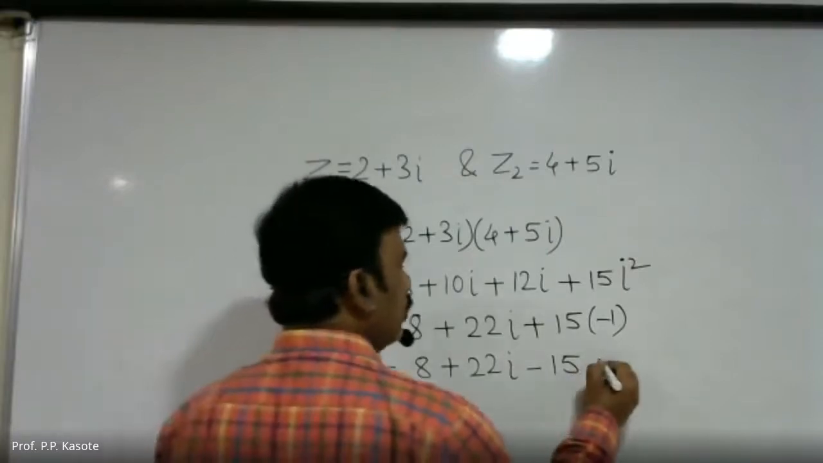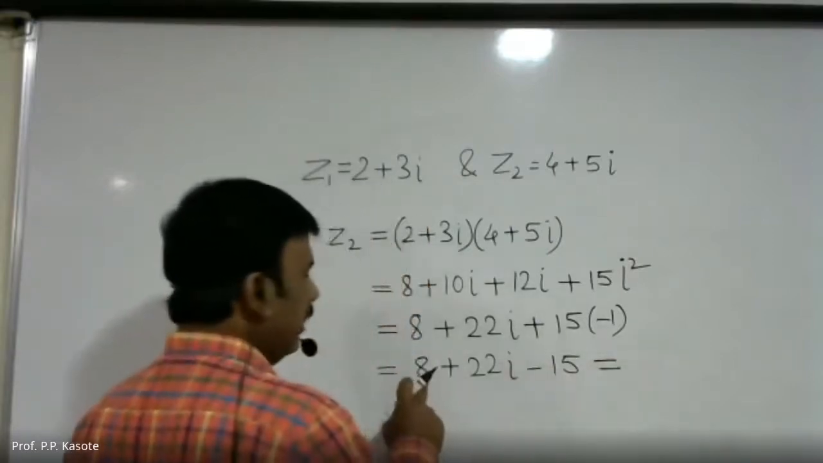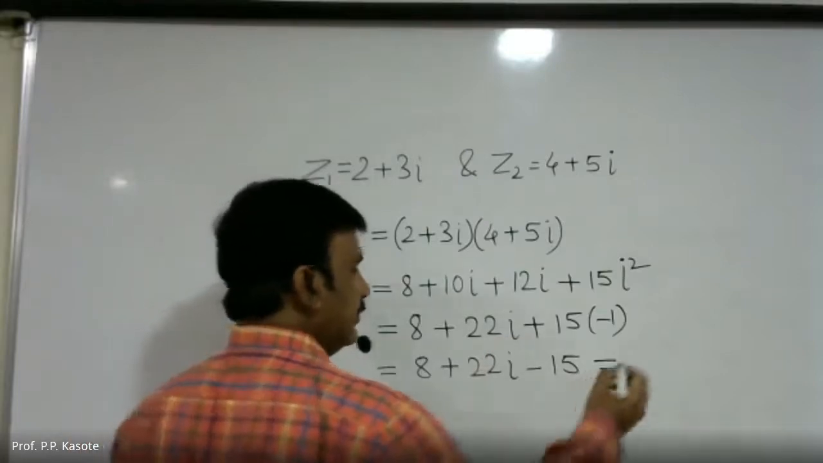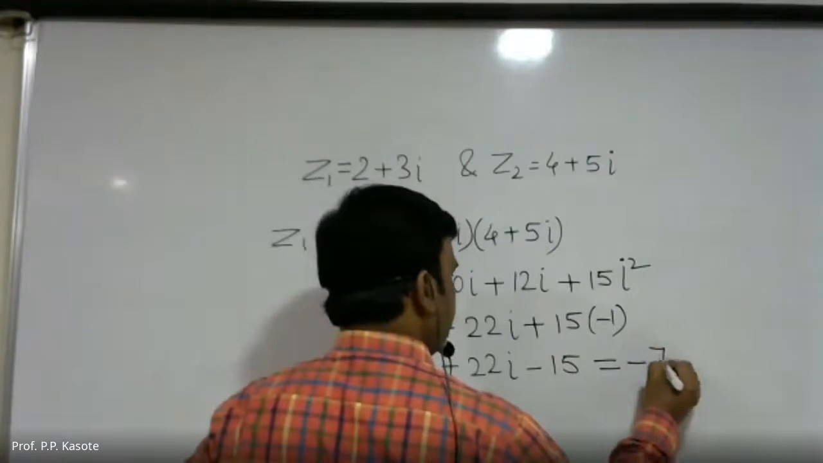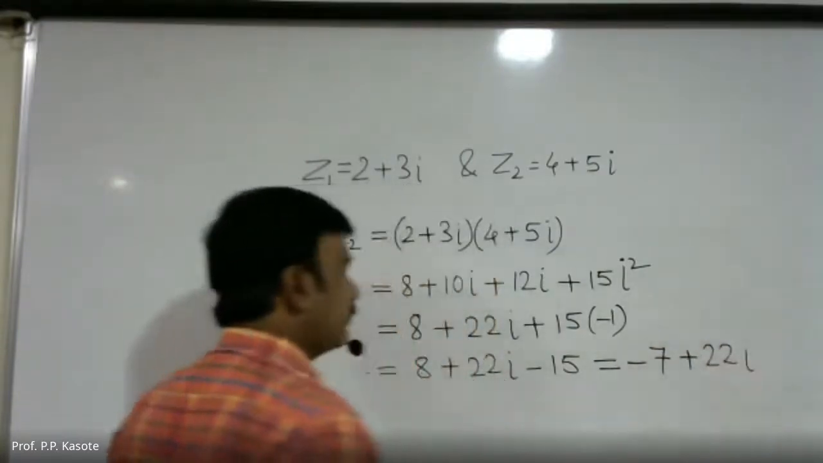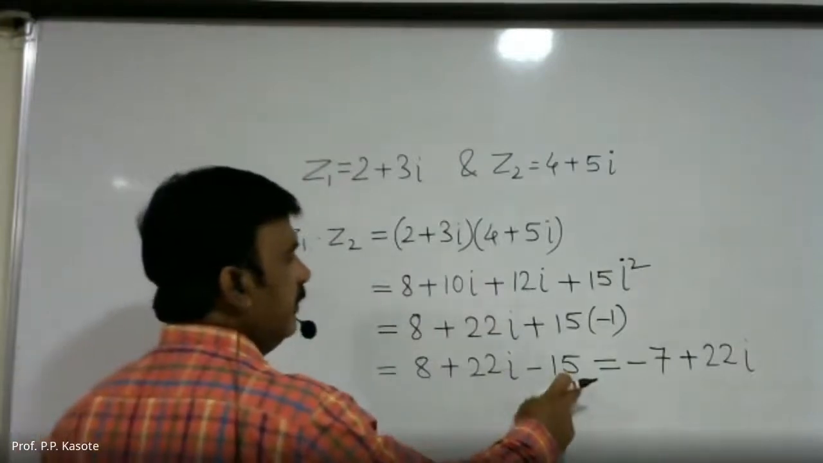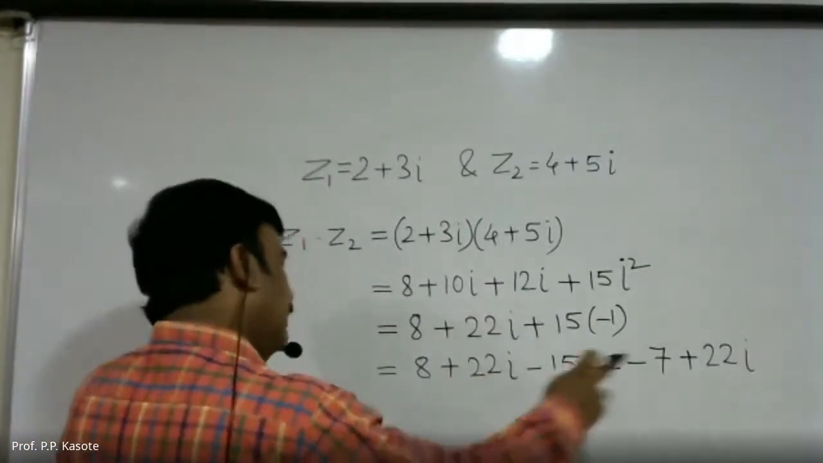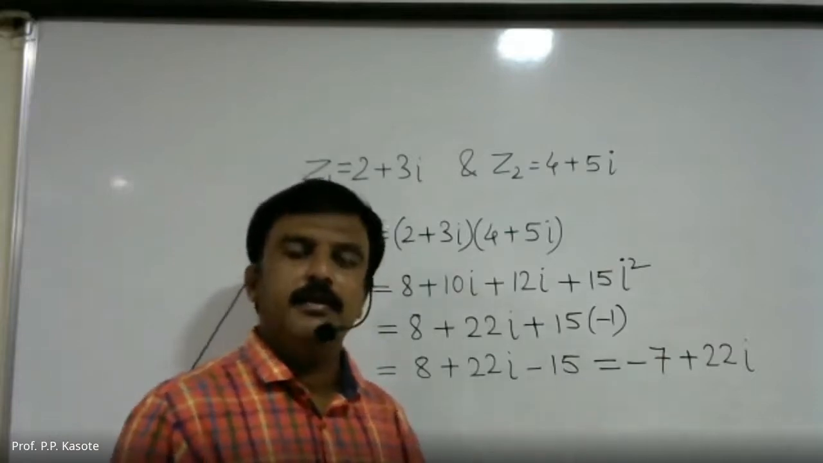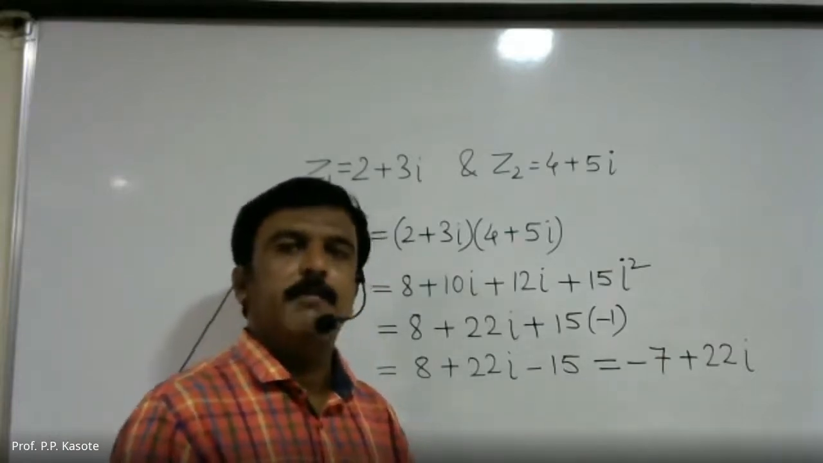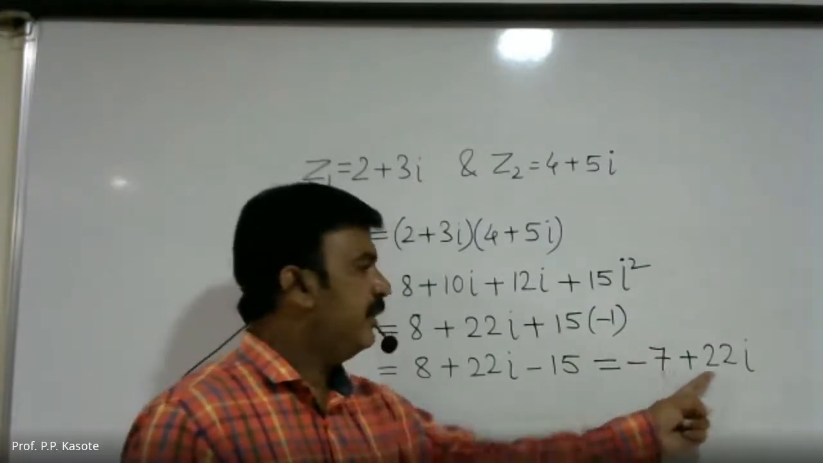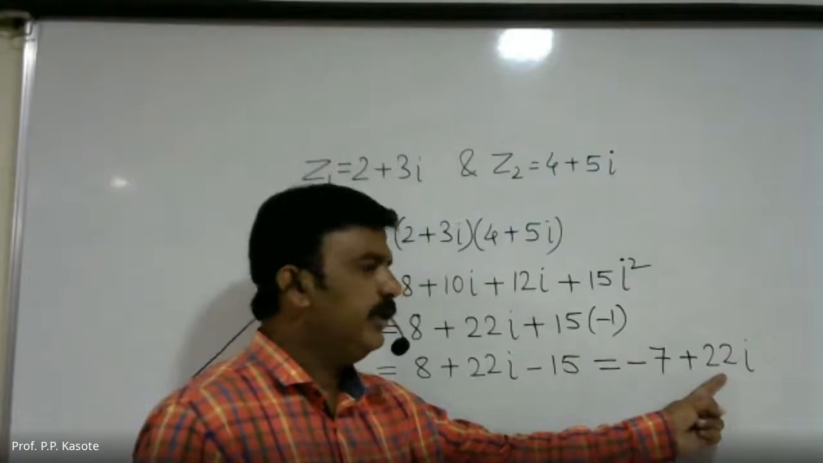So final answer जो हमें मिलने वाला है वो कितने मिलेगा? 8 minus 15. कितना आएगा 8 minus 15? Yes, it is minus 7 plus 22i. 8 minus 15 is kitna? Minus 7, and write this plus 22i as it is. It means that at the end we got a complex number. हमें एक complex number मिला in which the real part is minus 7 and imaginary part is plus 22.